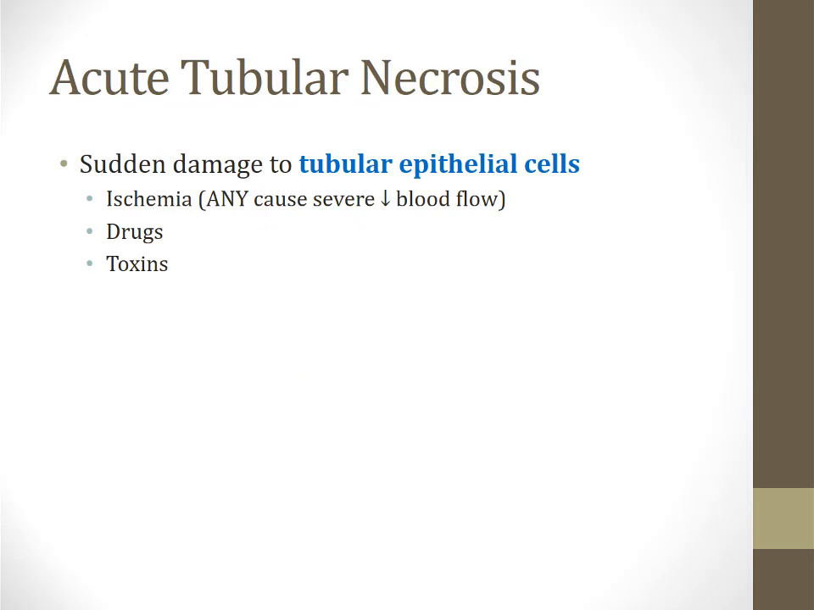Acute tubular necrosis refers to sudden damage to tubular epithelial cells. There are a number of reasons this can happen. First of all, this can happen from ischemia. Any cause of severely decreased blood flow can lead to tubular necrosis.